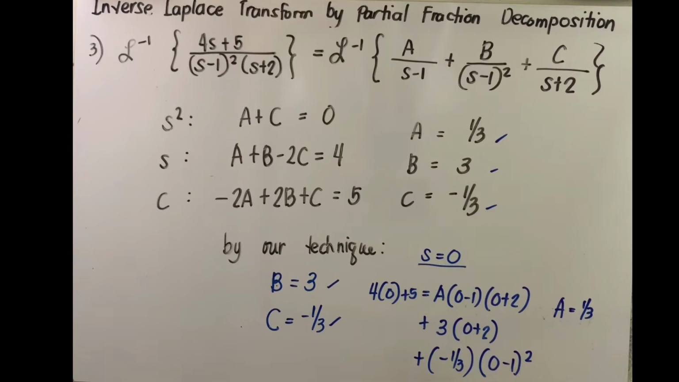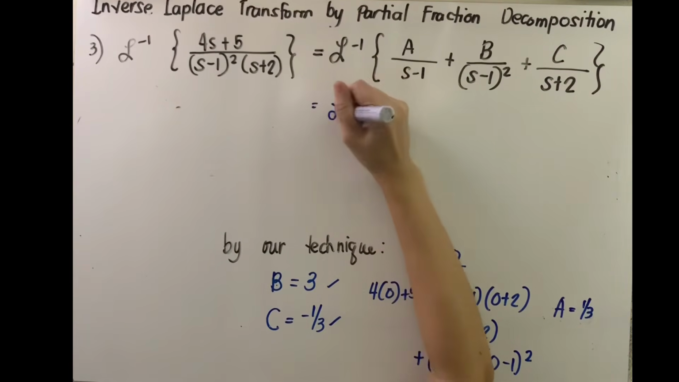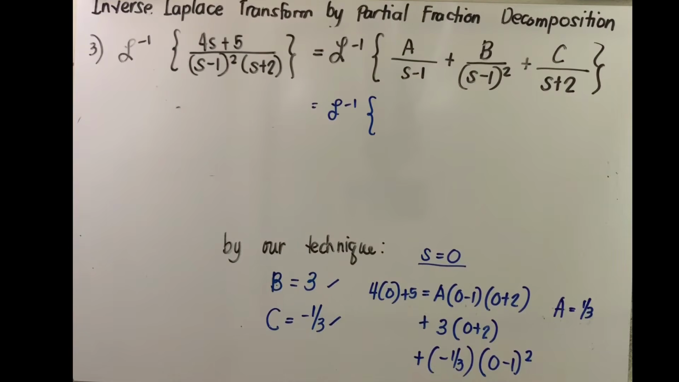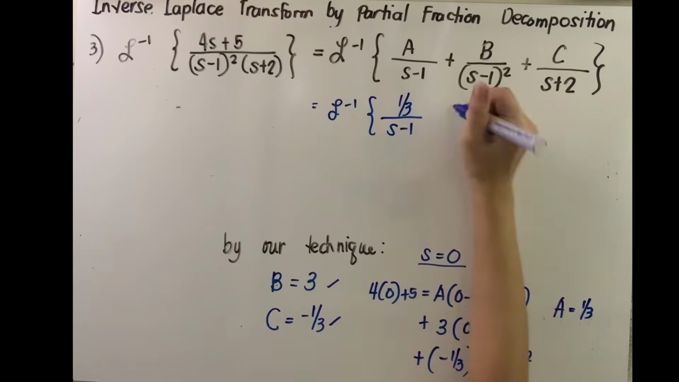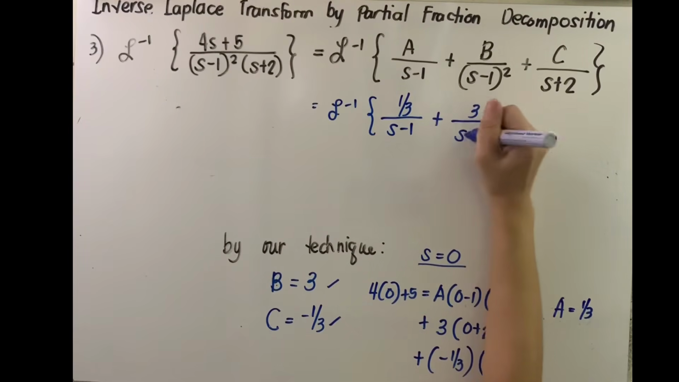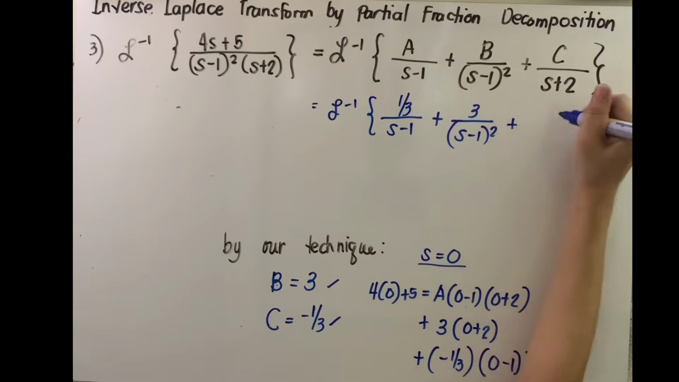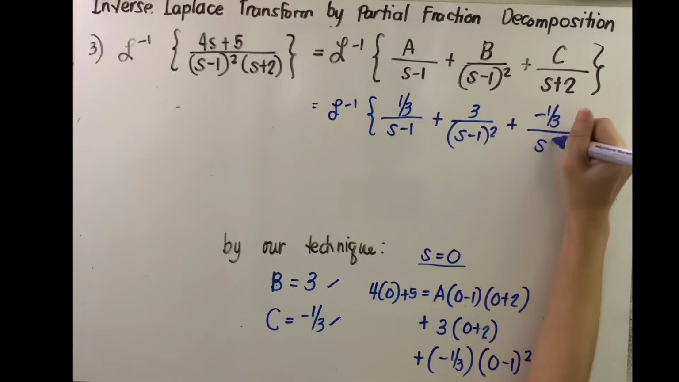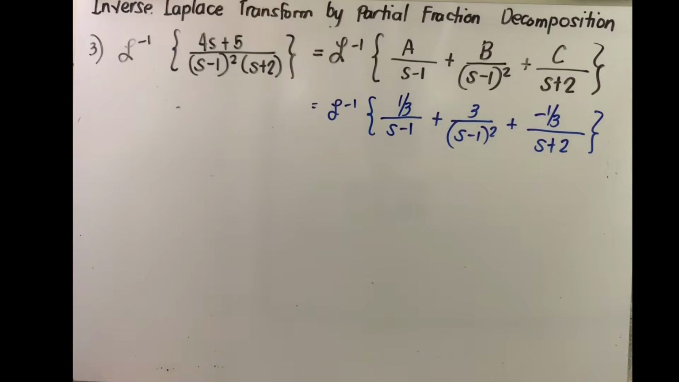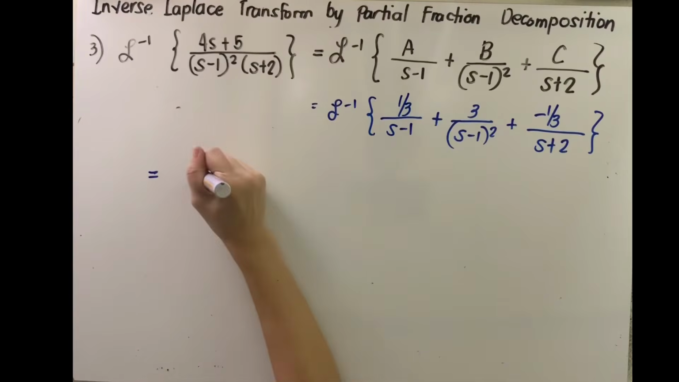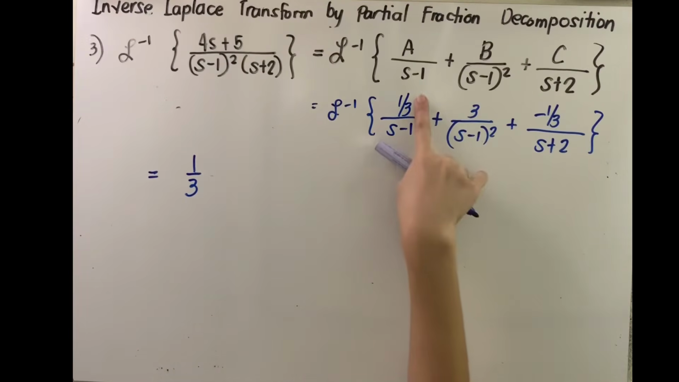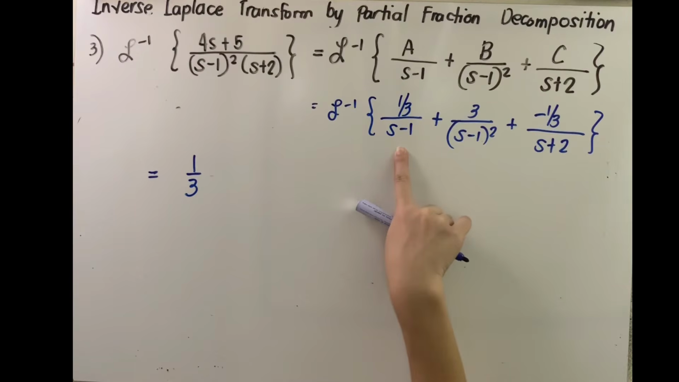So with these answers, let's solve for the inverse Laplace. It means we're solving for the inverse Laplace of a. What's a? A is 1/3 over s minus 1 plus b is 3 all over s minus 1 squared plus c is negative 1/3 all over s plus 2. So solving for the first term, I can factor out the constant, that's 1/3. And then multiply this with the inverse Laplace of 1 all over s minus 1. So this will fall under e raised to at, where a is positive 1, kasi negative to eh.